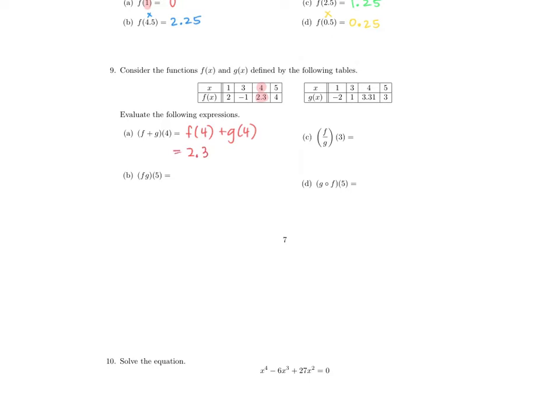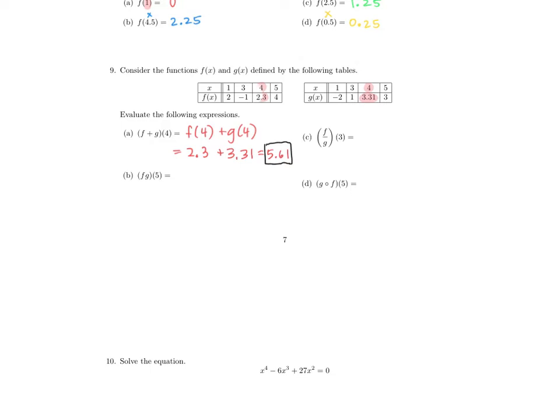Now you're going to do the same thing for the g. When x is 4, g is 3.31. So you're going to put plus 3.31. And then you're simply going to add those together. So 2.3 plus 3.31 gives you 5.61. Okay, so there is your answer for part A.